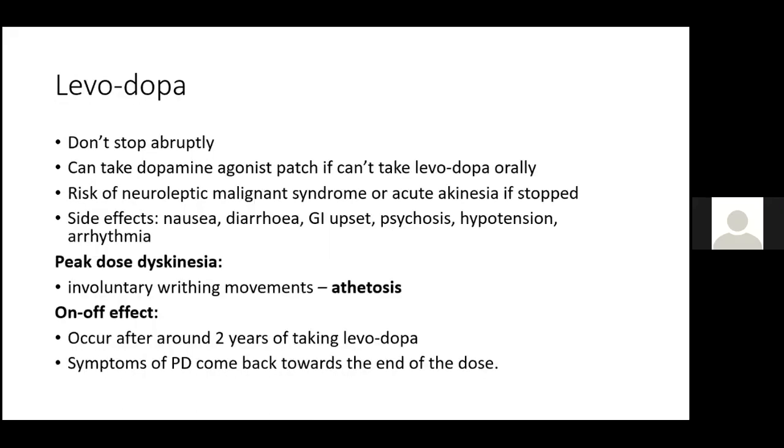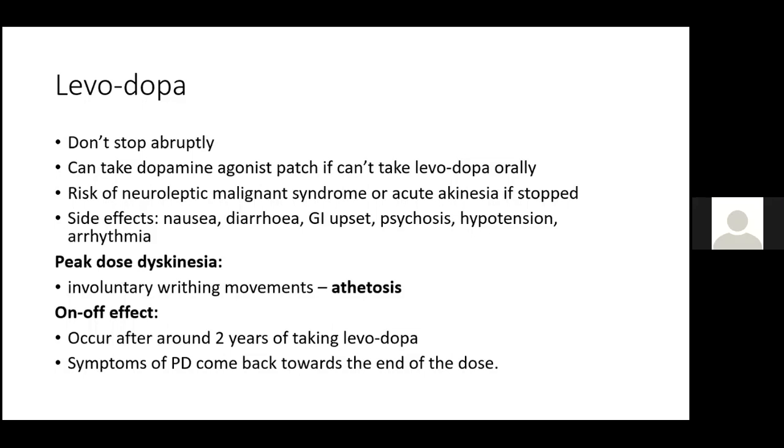And with levodopa, if someone's on it, you should not stop it abruptly because there is a risk of what we call neuroleptic malignant syndrome if it is stopped abruptly. They can have a dopamine agonist patch if they can't take the levodopa orally. And some of the side effects of levodopa include nausea, diarrhea, GI upsets, arrhythmia.